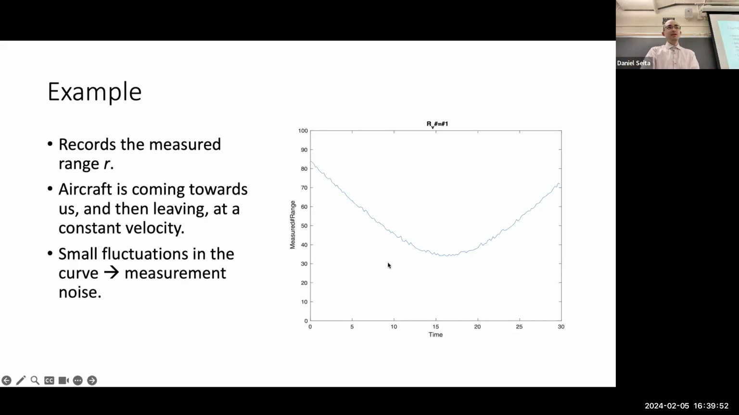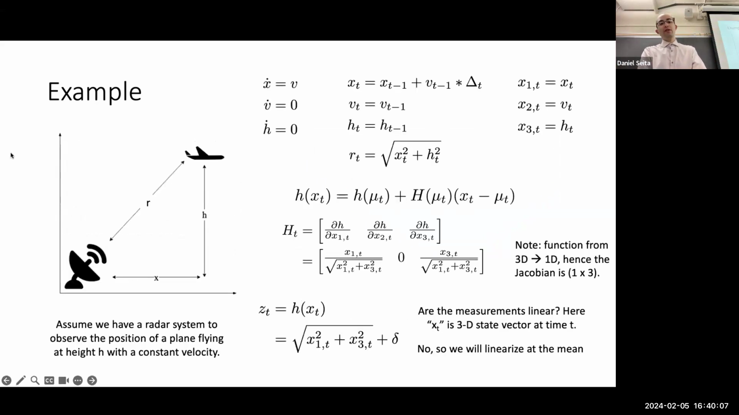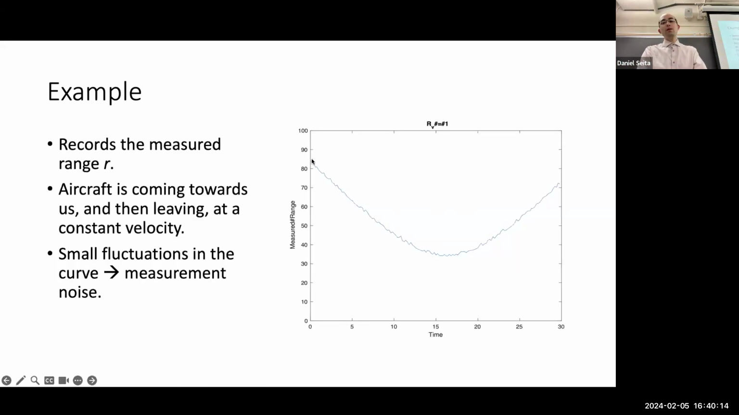So whoever made this plot had some example problem and just plotted this here. I think the bigger takeaway for this class is being able to deduce, if the plane is going from here to here, how you actually do a linearization, and what a potential plot could look like.